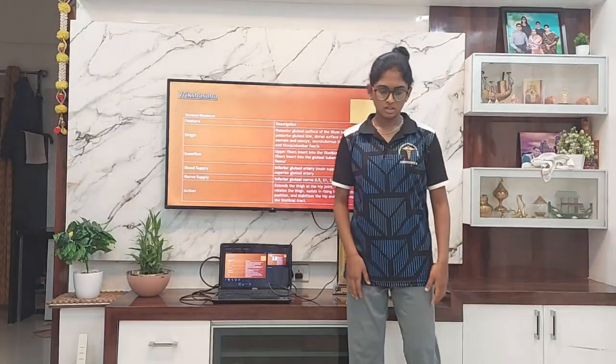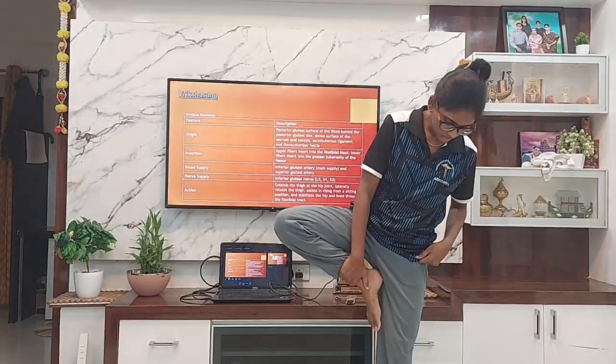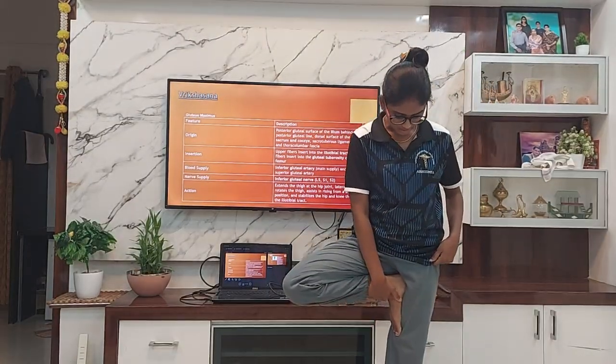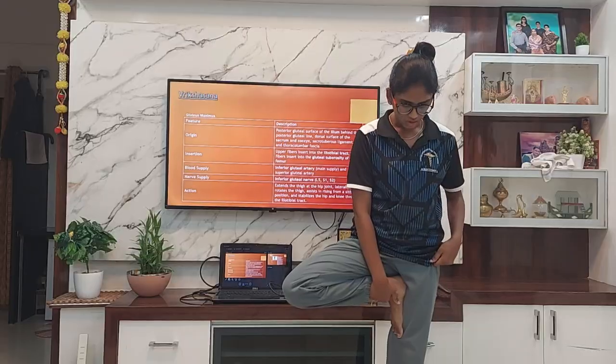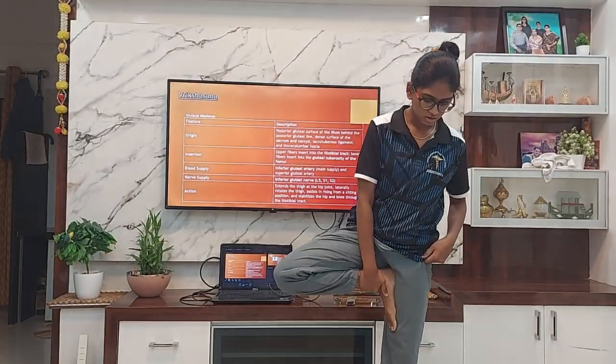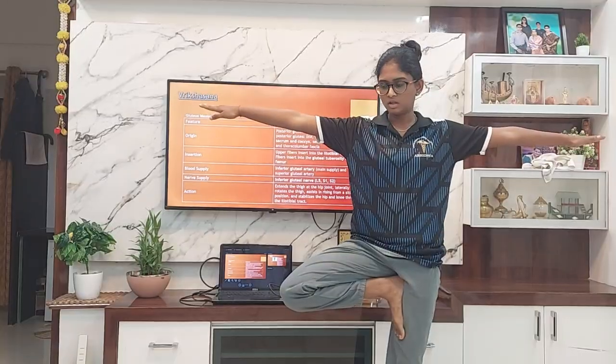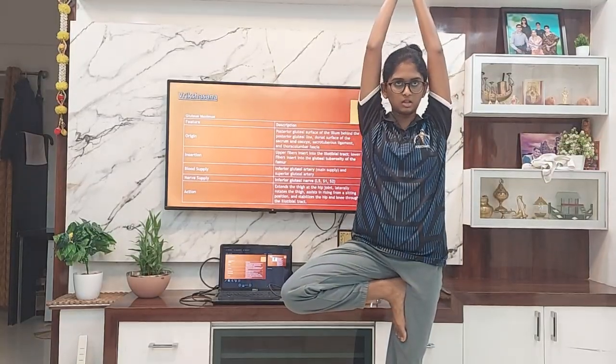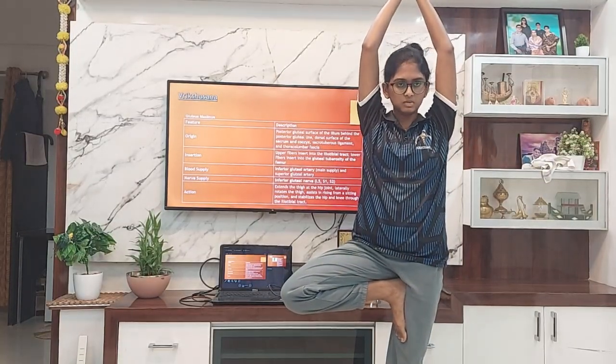Then is the Vrukshasana. It is performed like this, standing on one leg, taking the right leg at the thigh, stretching the arms in arm span, and then afterwards taking the hands upward. So this is the Vrukshasana.